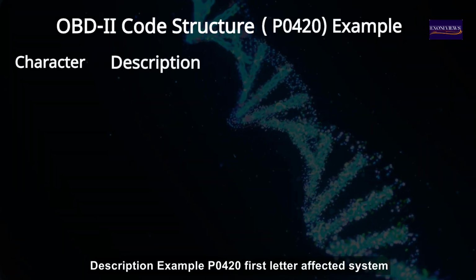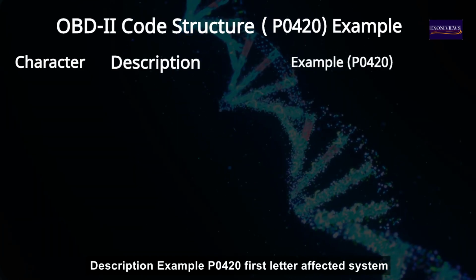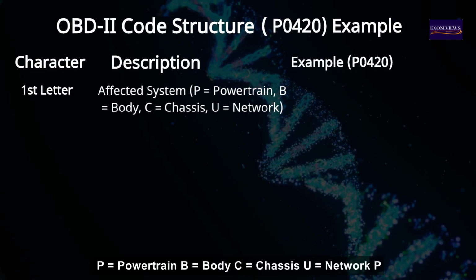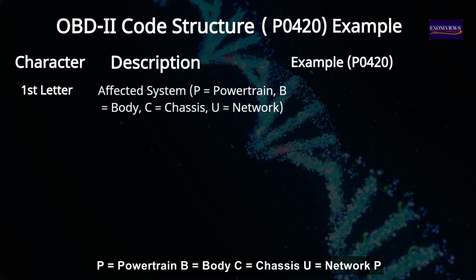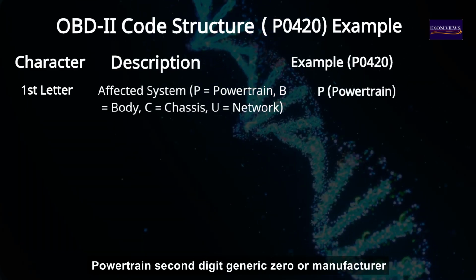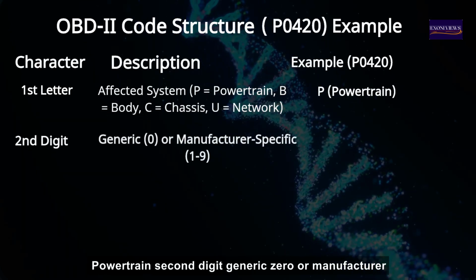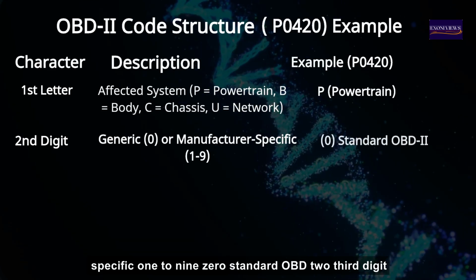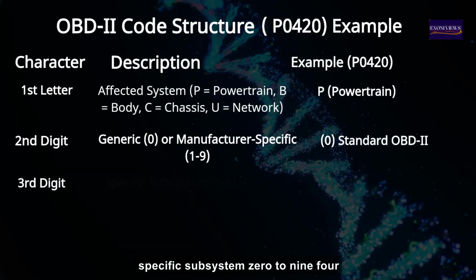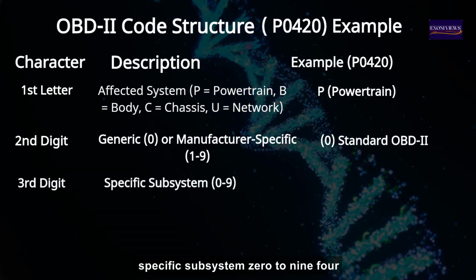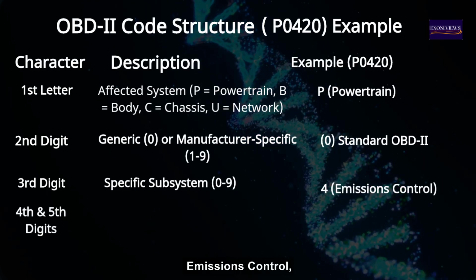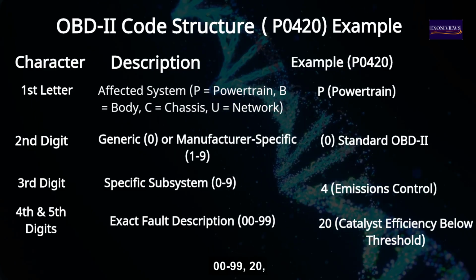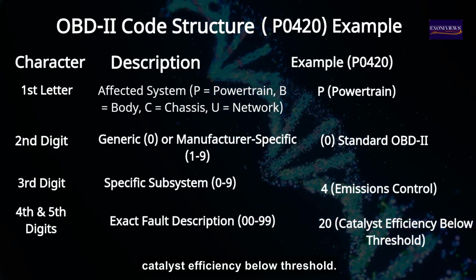Character, description, example. P0420. First letter: affected system. P equals powertrain, B equals body, C equals chassis, U equals network. Example: P, powertrain. Second digit: generic, 0, or manufacturer specific, 1 to 9. Example: 0, standard OBD2. Third digit: specific subsystem, 0 to 9. Example: 4, emissions control. Fourth and fifth digits: exact fault description, 00 to 99. Example: 20, catalyst efficiency below threshold.